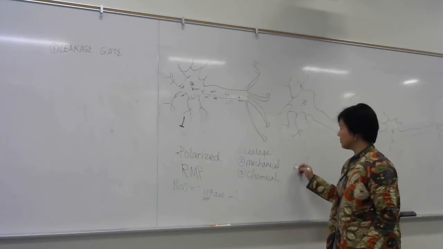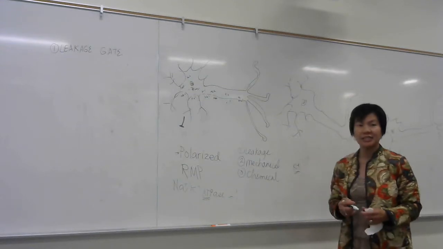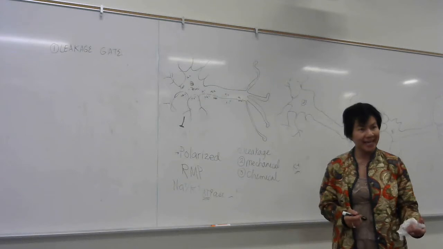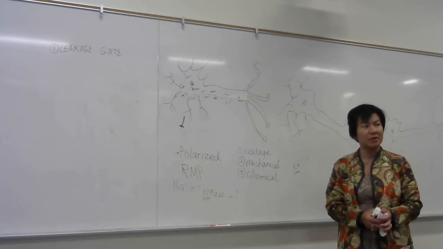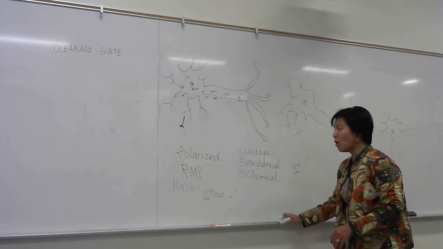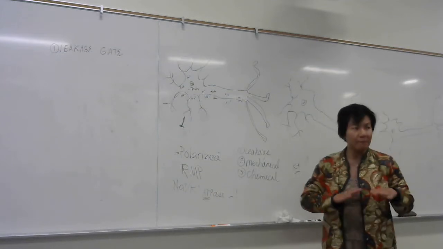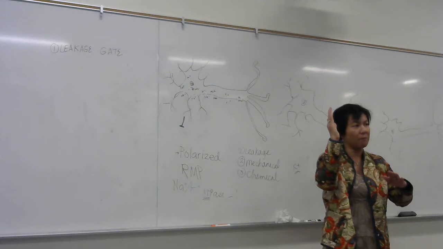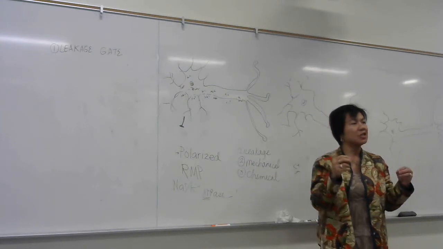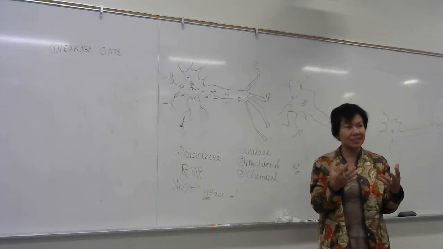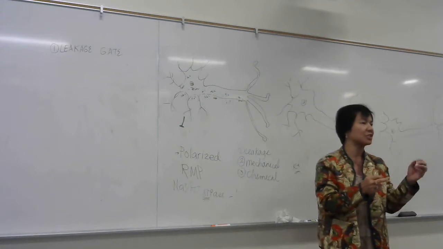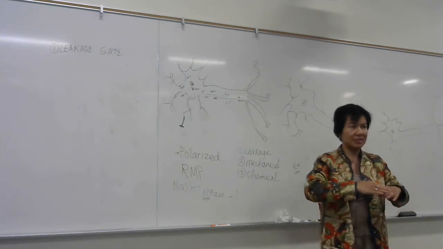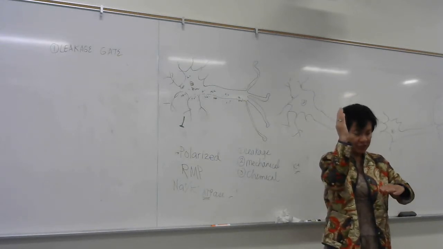So potassium is a K, right? Like slow poke, there's a K in there. That's how I try to remember. So both of them will open, except sodium is fast. Potassium is always a slow poke. Besides, when you speak the word potassium, it takes longer to say it than sodium. So sodium is a fast gate, potassium a slow gate.